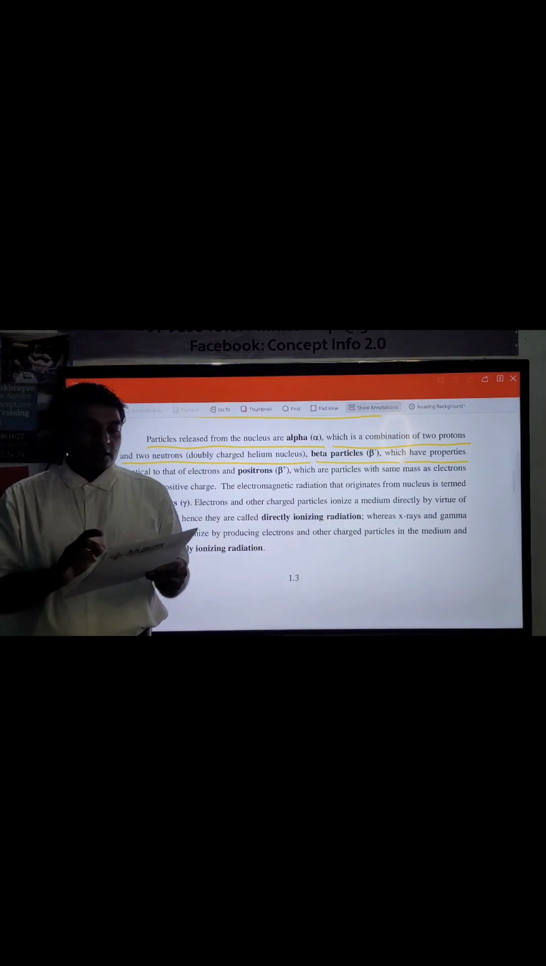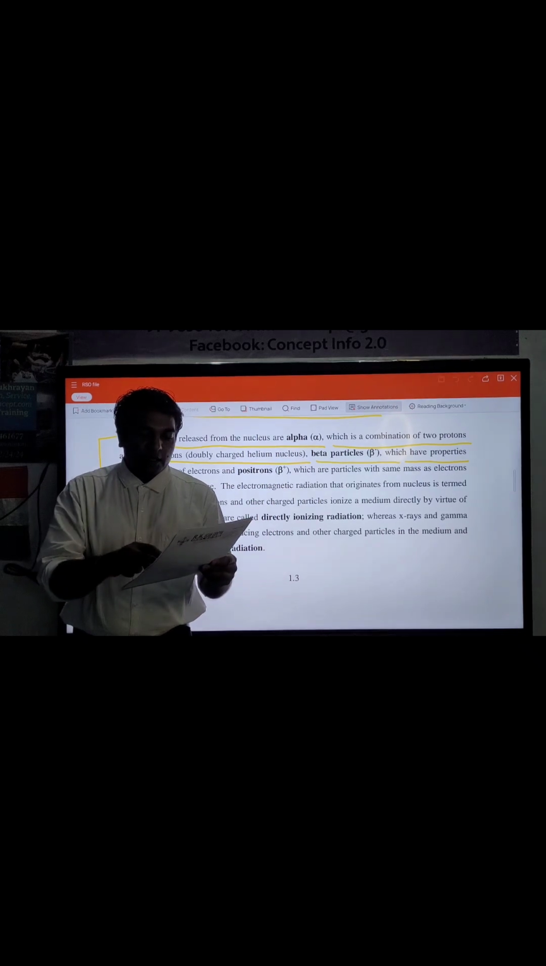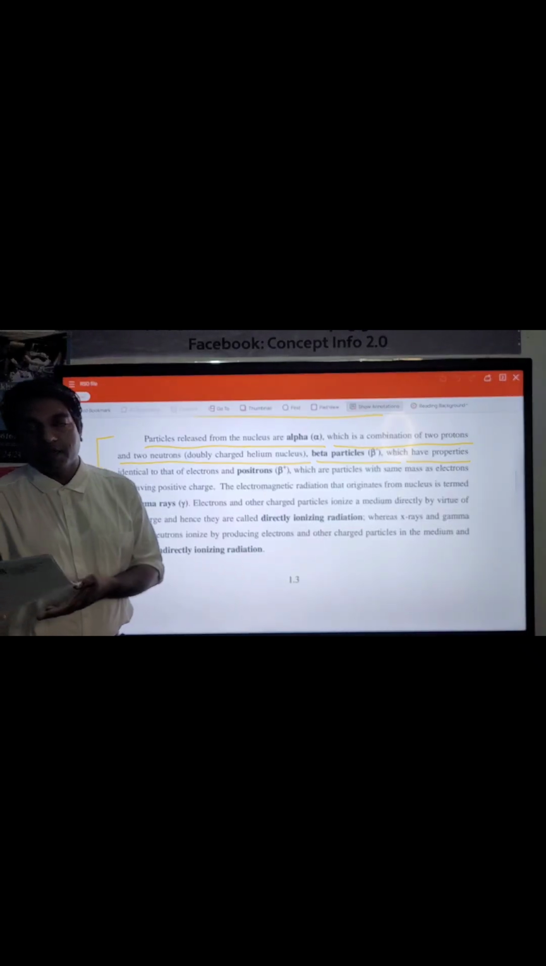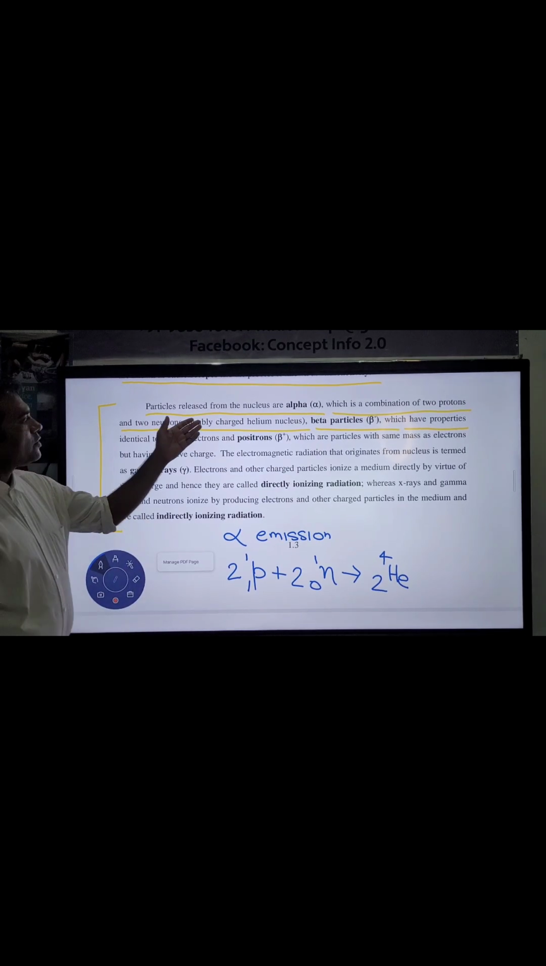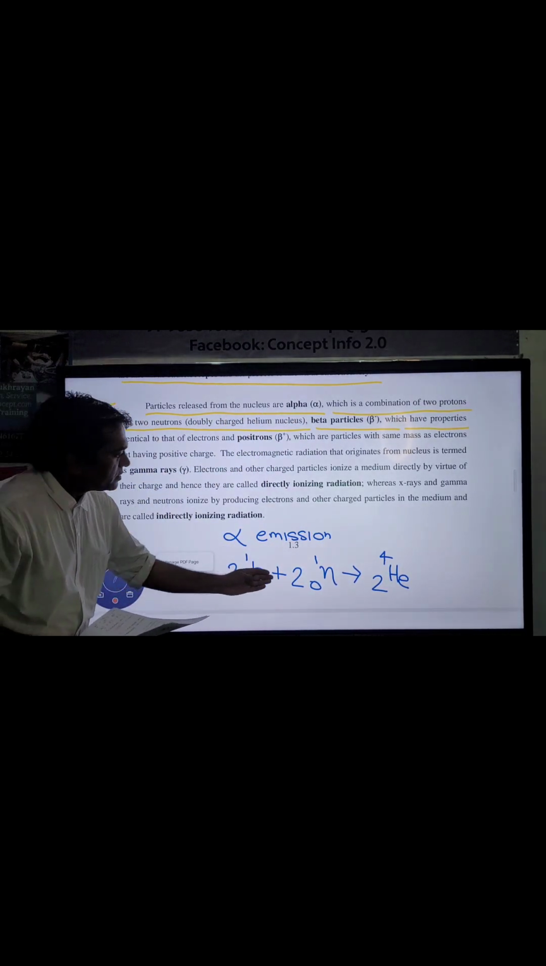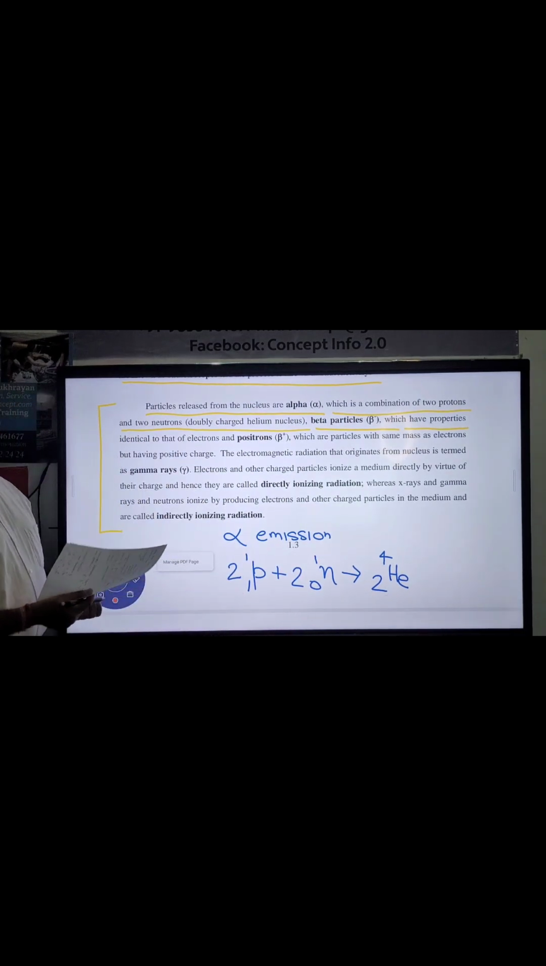I will also describe the radioactive decay rule. If any particle is unstable, it will become stable, and then it will release a positron or beta particle. The particles released from the nucleus include the alpha particle, which is the combination of 2 protons and 2 neutrons. This is helium. Basically, this is the alpha particle.